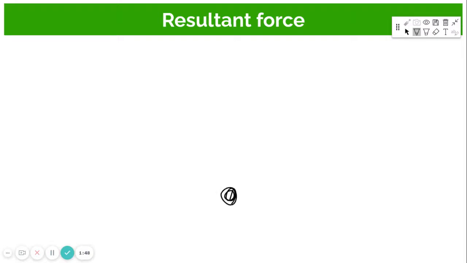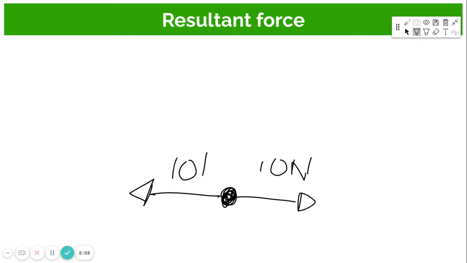I'm going to draw down here. So let's say this is our object. Doesn't matter what it is. It can be a ball, it can be the earth, it doesn't matter. Let's say there's a force pushing it that way, and there's a force pulling it that way. Okay, so if each one of these forces are 10 newtons to the right, 10 newtons to the left, this object is actually going to stay right there, right on that line.